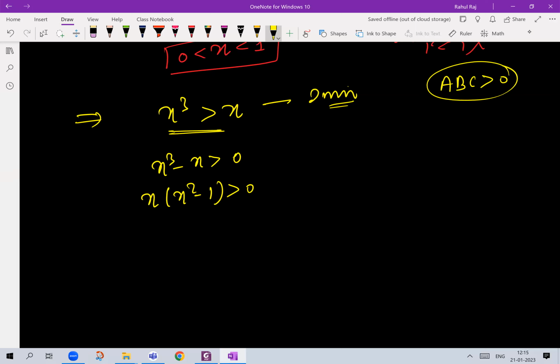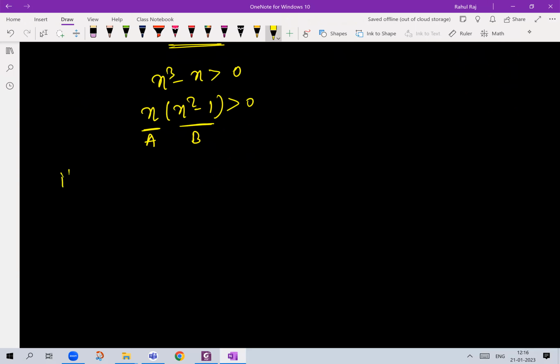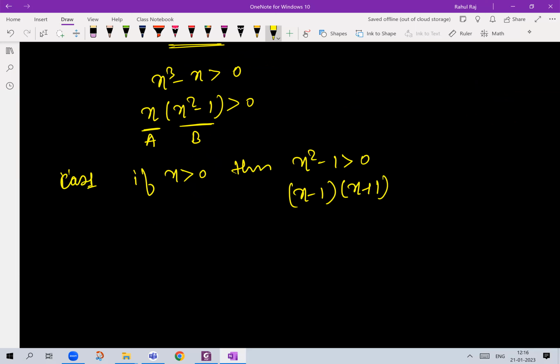Now, the formation of number of cases here will be too high. And we have just read AB greater than 0. So why not bifurcate here itself? Let's say this is A and this is B. Now, AB greater than 0 means we have two situations. Case 1, if x is greater than 0, then x square minus 1 is also greater than 0. Simple logic. And if x square minus 1 is greater than 0, it means x minus 1 into x plus 1 is greater than 0.